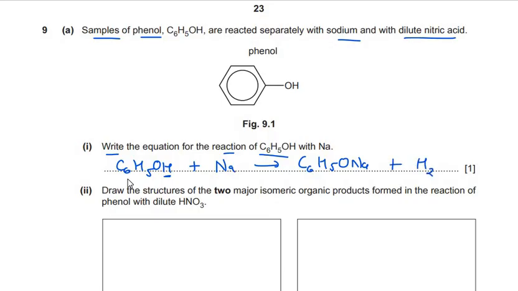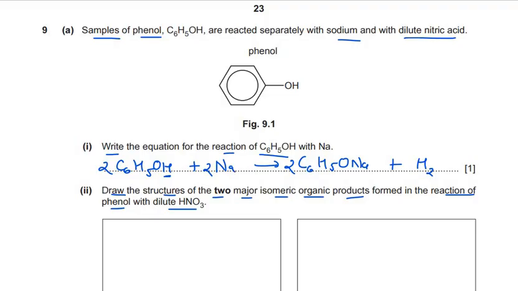Now we can balance it by adding 2 and 2 here, or we can keep all of that as 1 and add a half in front of hydrogen. So that's totally our choice. How do we balance it? So let's read the next part, where we draw the structures of the 2 major isomeric organic products formed in the reaction of phenol with dilute nitric acid.